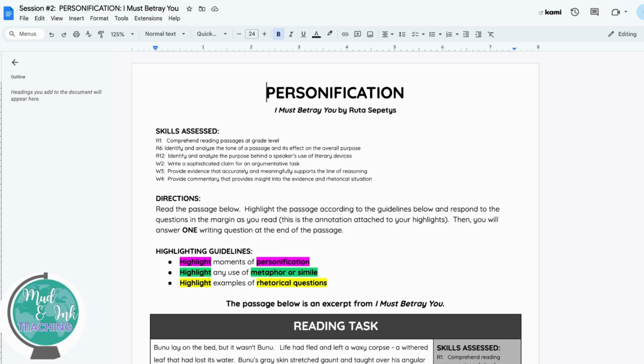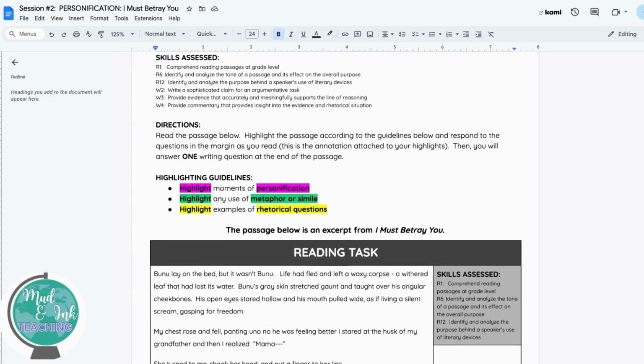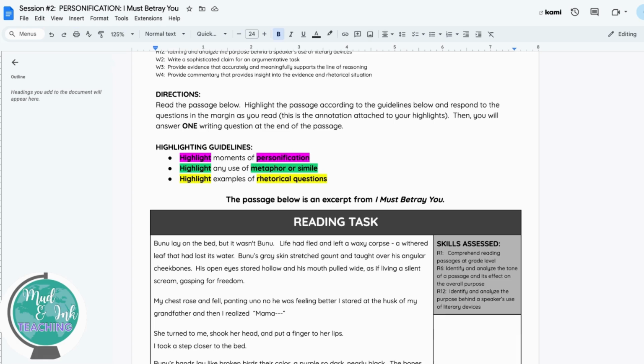And so personification. We're going to look at a passage from I Must Betray You. Ruta Sepetys is an expert. This is, I would say, one of her signatures for sure. And so I want to look at how she does that in this scene from her novel. In this novel, the main character's life has just been turned upside down. He's just found out that his grandfather is dead, the details of which are in the passage. There's not too much that you need to front load this with, other than maybe the context that I shared with you at the beginning of this video.